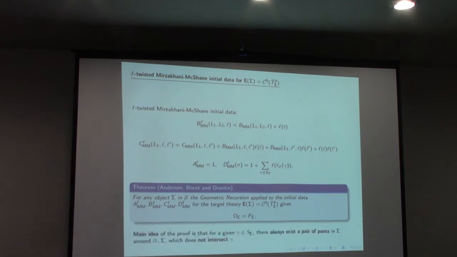Okay. So now, and yeah, it's a very important point here. The main idea of why this works is because if you take a multi-curve on such a surface, there is always a pair of pants around the in-boundary which does not intersect the curve, the system of curves. And that's simply completely by definition, right?